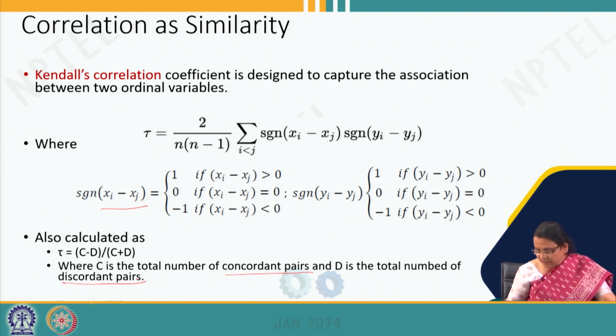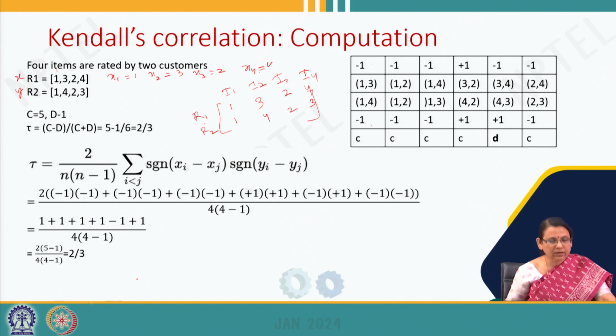So, what are concordant pairs? What are we comparing? We are comparing rating behavior of user 1 and user 2, R1 and R2. Both of them are saying item 3 is better than item 1. So, both of them agree. So, there is concordance in their opinion. Here also both of them agree that item 2 is better than item 1, both of them agree, and both of them also agree here.